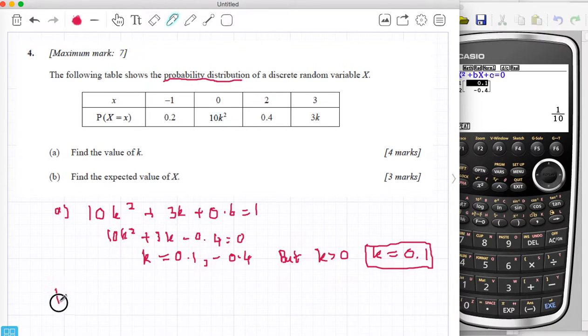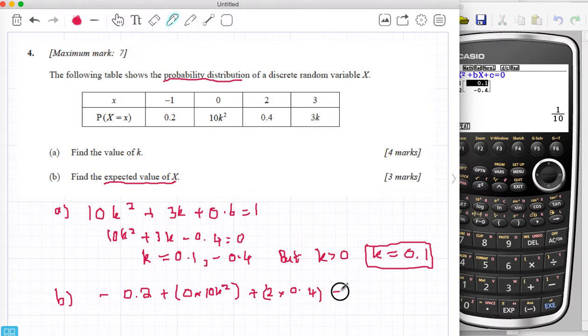Part B. Now the expectation, to get the expected value, or to get the mean, I do this one times this one, plus this one times this one, plus this one times this one. So I'm going to write all that out. Minus 0.2 plus 0 times 10k squared, well that's just going to be 0, plus 2 times 0.4.